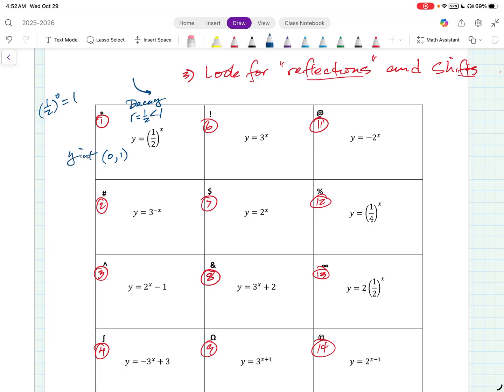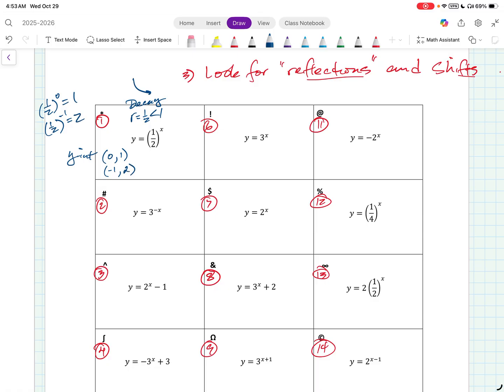But that's not enough. We need a few other points. Like I was saying, you have to differentiate it from the other ones that look like decay graphs. So let's evaluate it at -1. Well, 1/2 to the -1 power means you got to reciprocate the 1/2 to get 2.